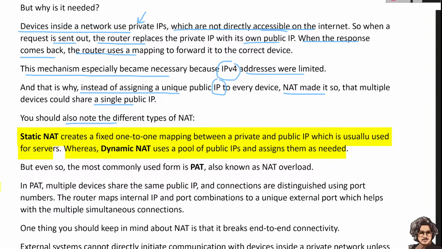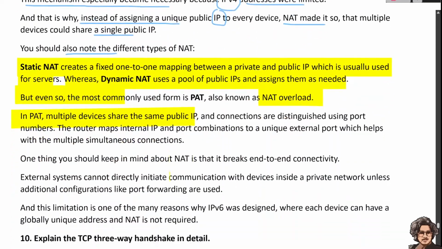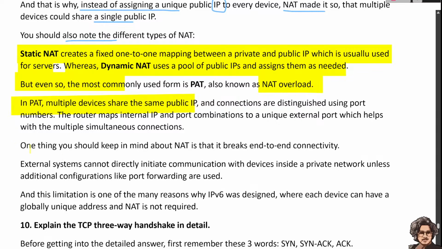Okay, but even so, the most commonly used is PAT, also known as NAT overload. PAT means multiple devices share the same IP and connections are distinguished using the port number. PAT is port address translation. The router maps each internal IP and port combination to a unique external port, which helps handle multiple connections simultaneously.